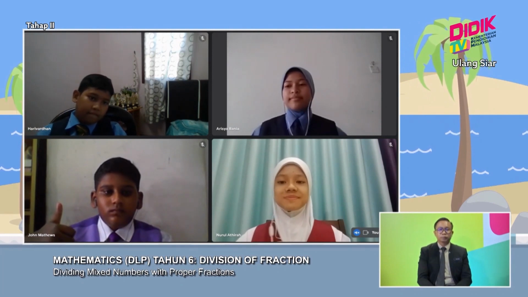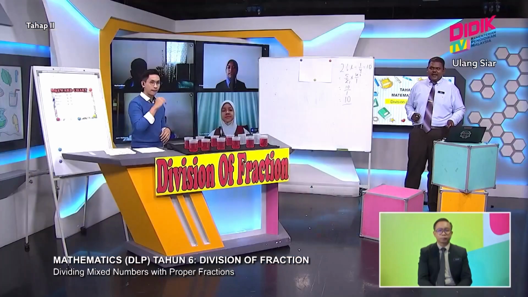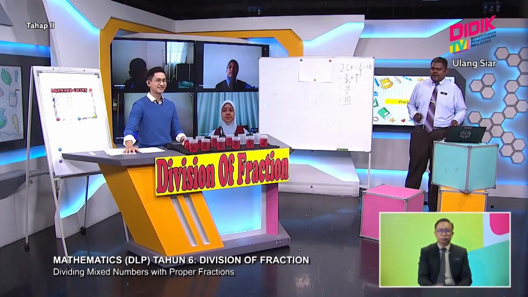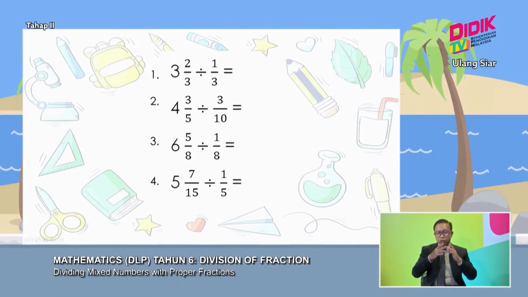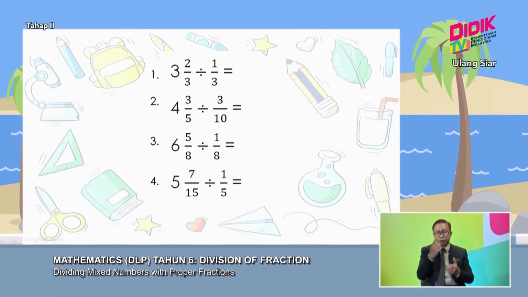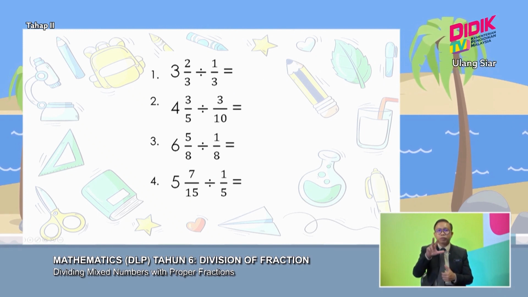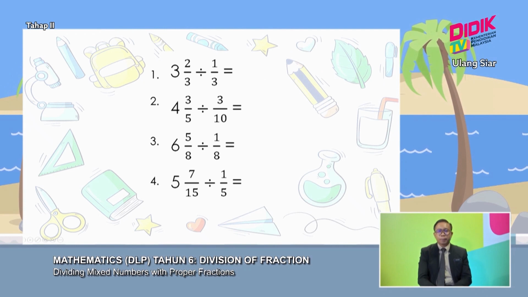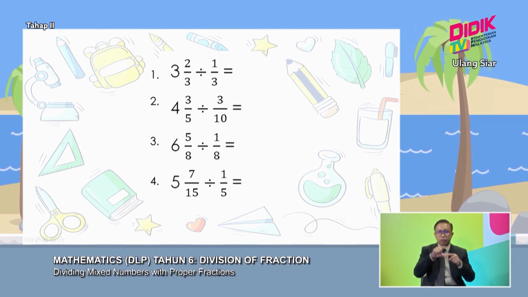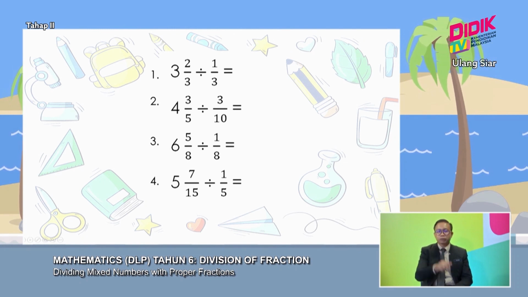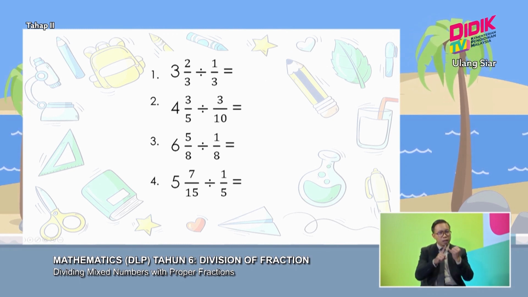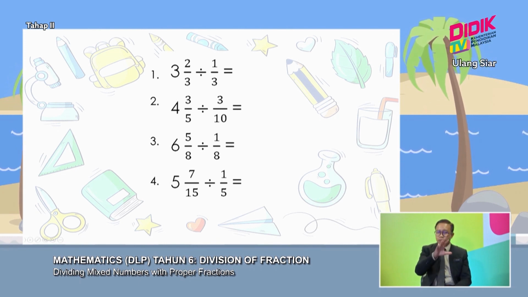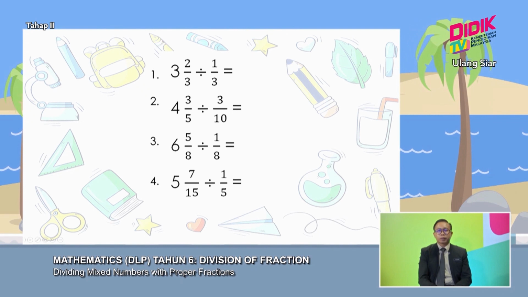Are you sure? Let's test then. Okay, get ready for the next practice, kids at home. All right, we have practice 3 now. We have 4 questions here, kids at home, and on Google Meet you can try all these questions. I will read the question as usual. The first question is 3, 2 over 3 divide by 1 over 3. The second question is 4, 3 over 5 divide by 3 over 10. The third question is 6, 5 over 8 divide by 1 over 8. And last but not least, the fourth question is 5, 7 over 15 divide by 1 over 5. Kids at home, you can try all these 4 questions.